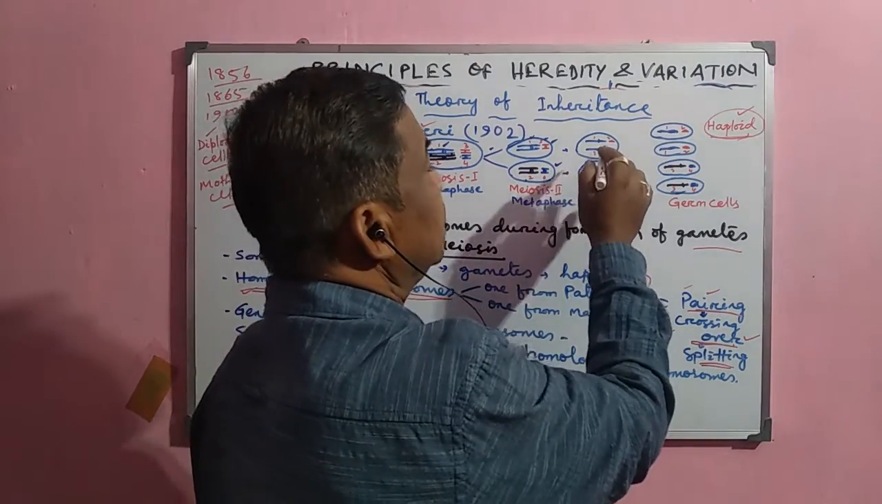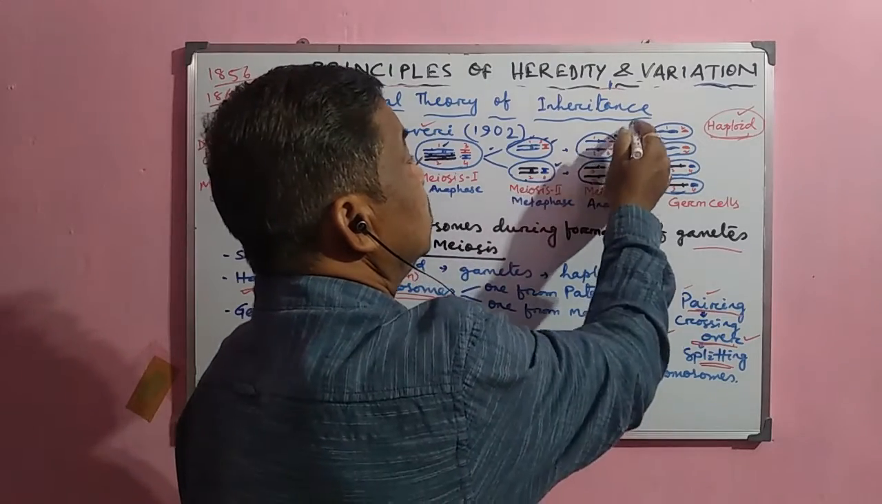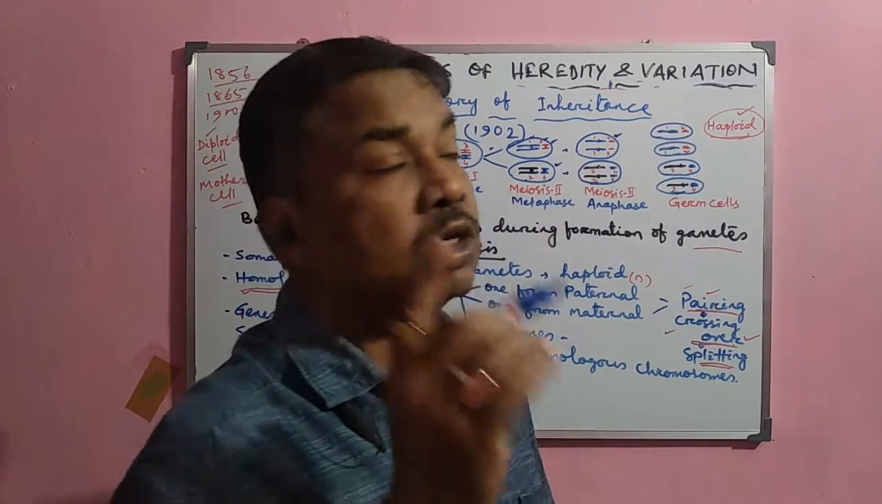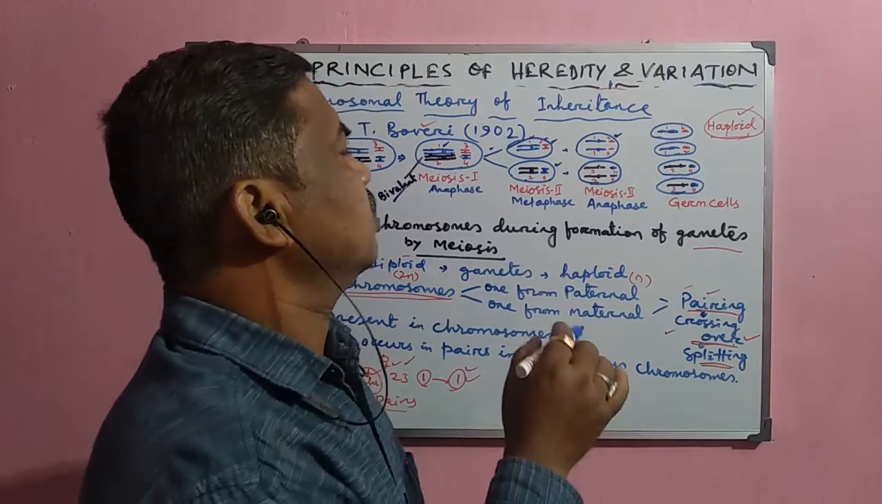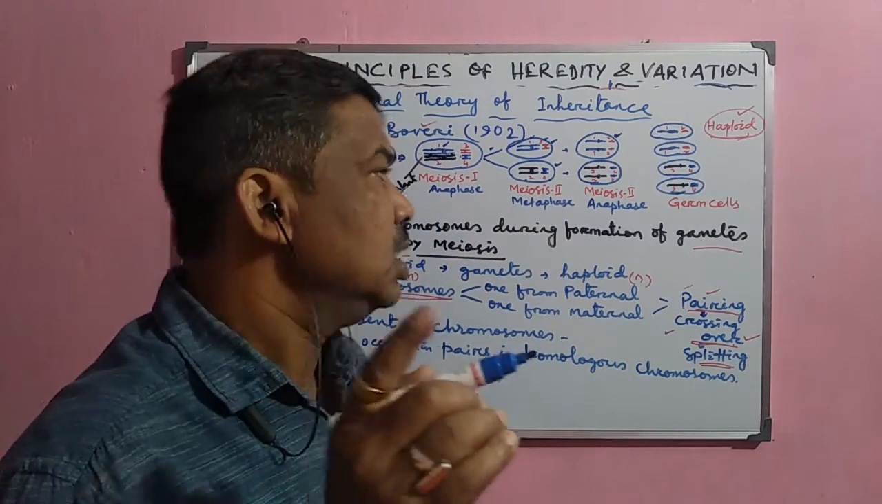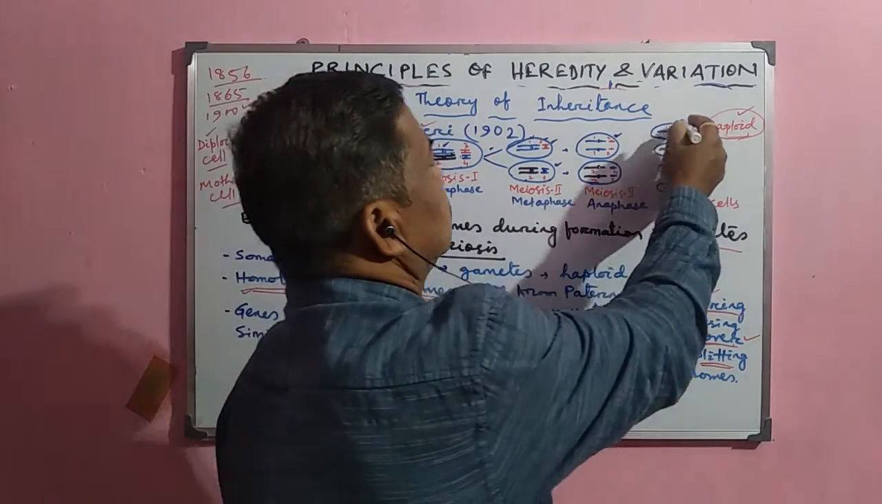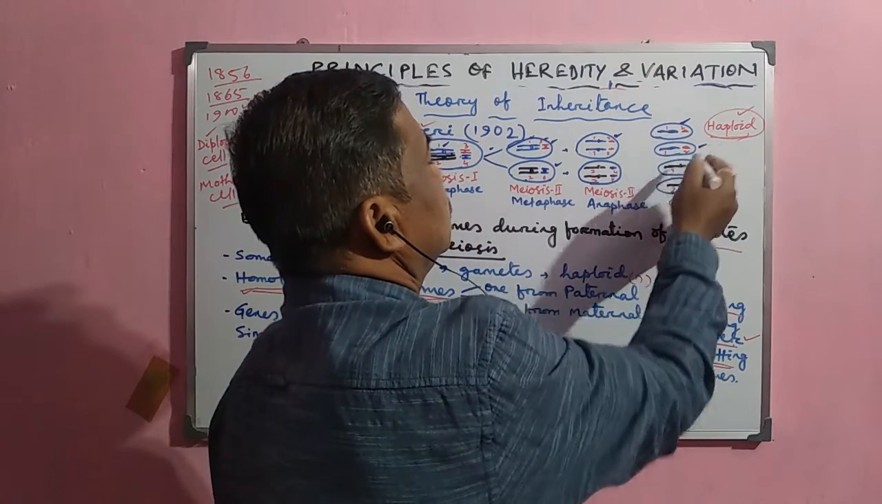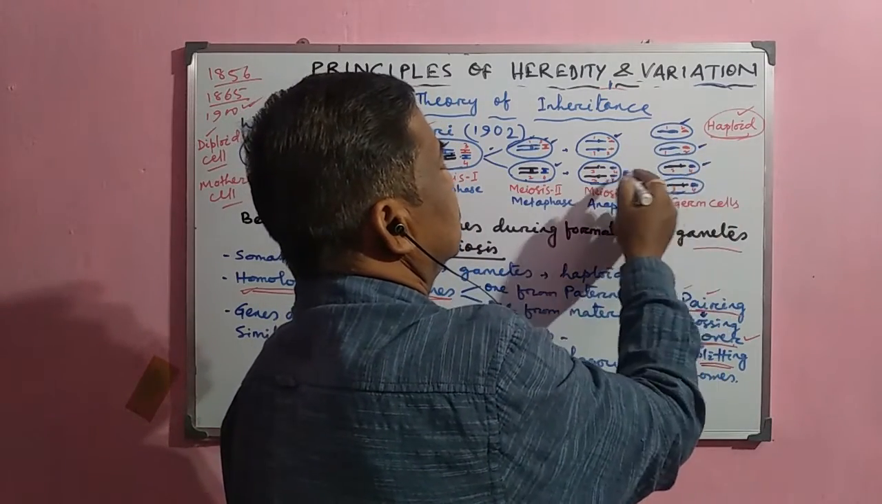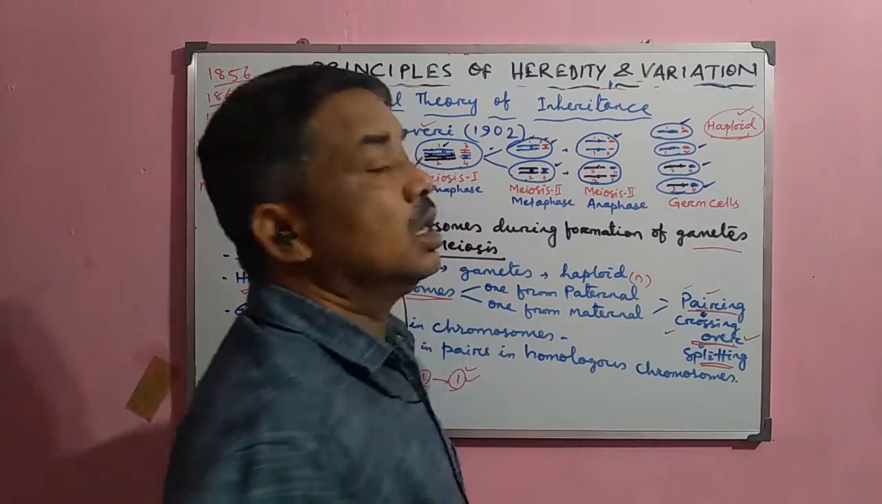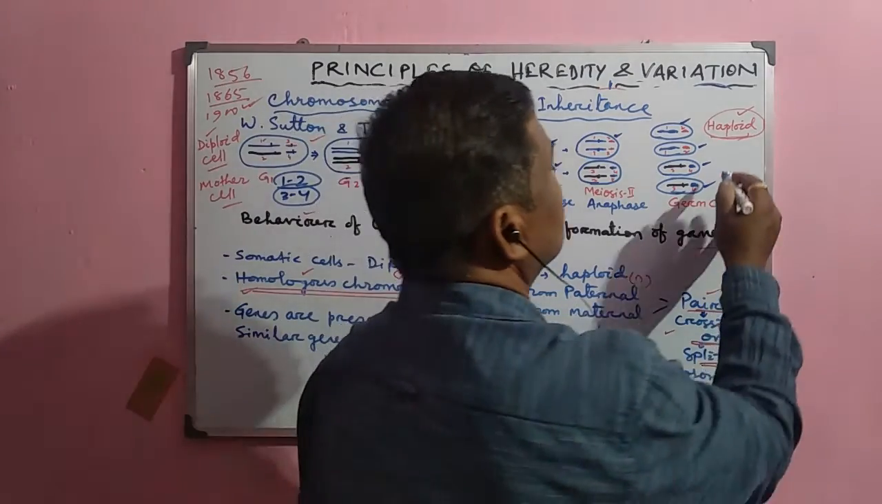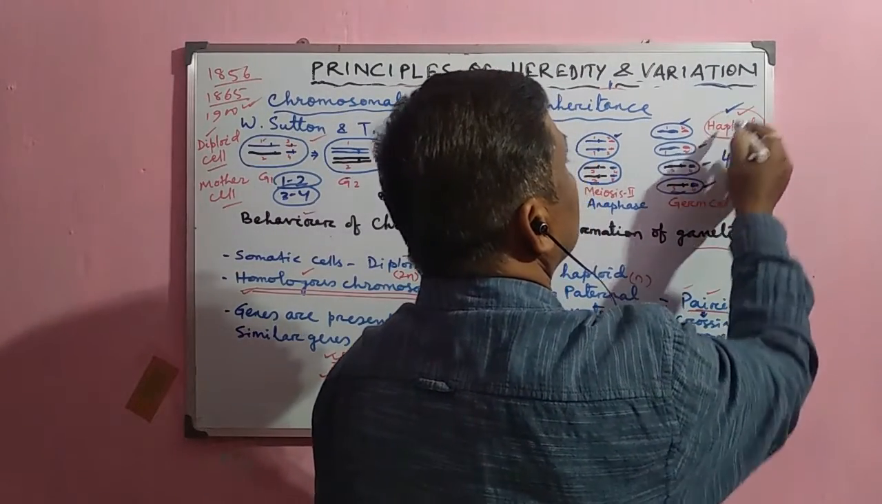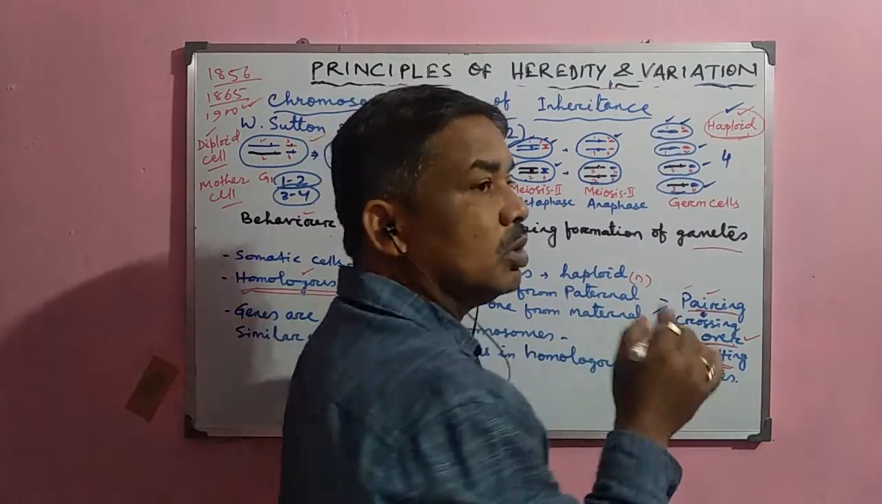Now these two again split because this division is equivalent to the mitosis type. So splitting of the centromere occurs here, and one chromatid goes to this gamete, another chromatid goes to this gamete, another chromatid from this cell to this and this. And there are 4 daughter cells which are formed here, and each daughter cell has a haploid number of chromosomes.